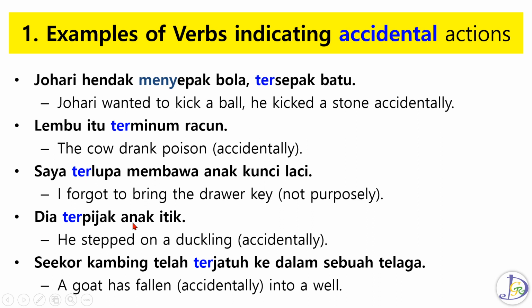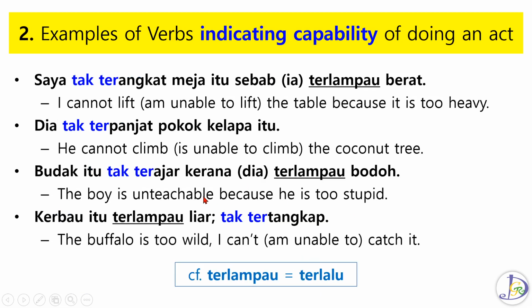Dia terpijak anak itik. He stepped on a duckling accidentally. Seekor kambing telah terjatuh ke dalam sebuah telaga. A goat has fallen accidentally into a well. Number 2, examples of verbs indicating capability of doing an act. Incapability.